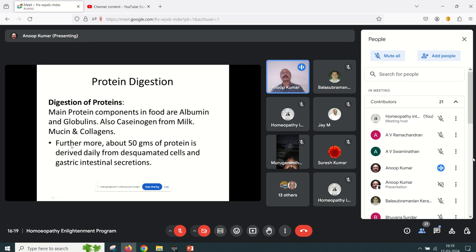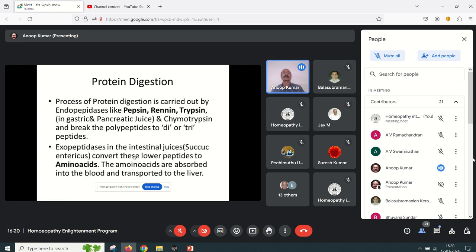Furthermore, 50 grams of protein is delivered daily. This is interesting. Everybody should remember this. About 50 grams of protein is delivered daily from desquamated cells and gastrointestinal secretions. Intestinal secretion also contains protein, and the lining of the stomach will also be broken down. Desquamation means the removal of cells, dead cells falling off into the system. Those also will be digested, and they are called desquamated cells. Totally, those secretions and desquamated cells form 50 grams of protein, which will be recycled back into the system.